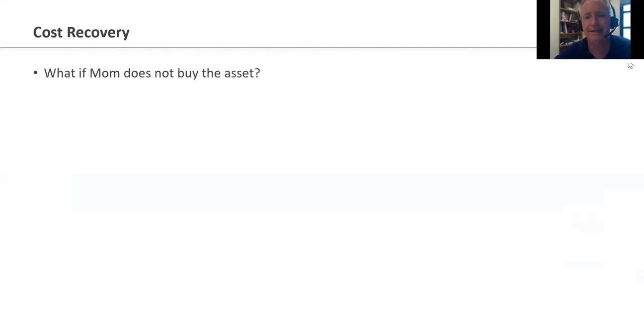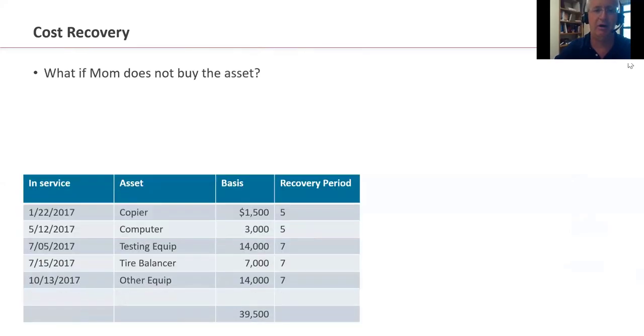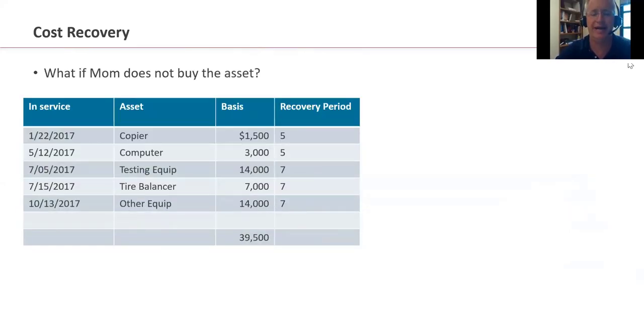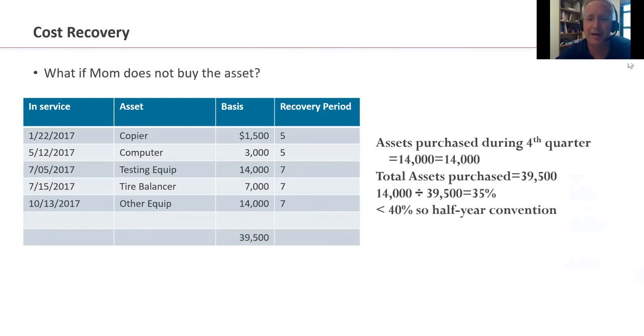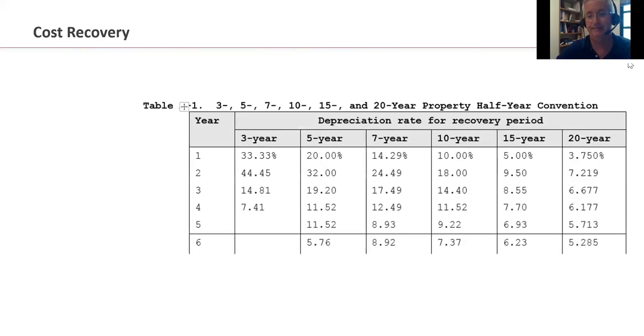Okay, so what if she does not buy the asset, right? So recall that we were dealing with this issue where she was going to add that asset in December. Well, now she's not going to. So to practice a little more, let's redo the depreciation on this table. So now the total assets purchased during the fourth quarter are only the one asset for $14,000. Total assets purchased are only $39,500. Now we're less than 40%. So it's only the half-year convention. So the half-year convention is great because that's one table in your table pack and it applies to everything and you just got to find the right recovery period.